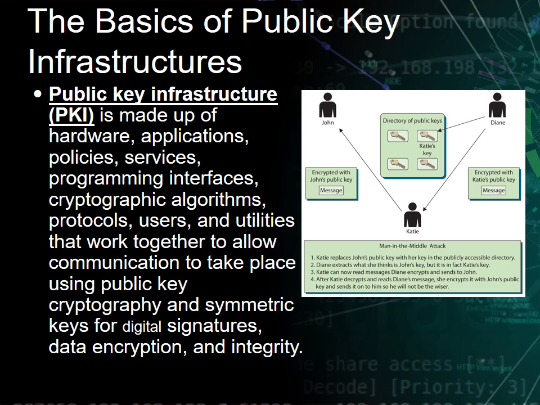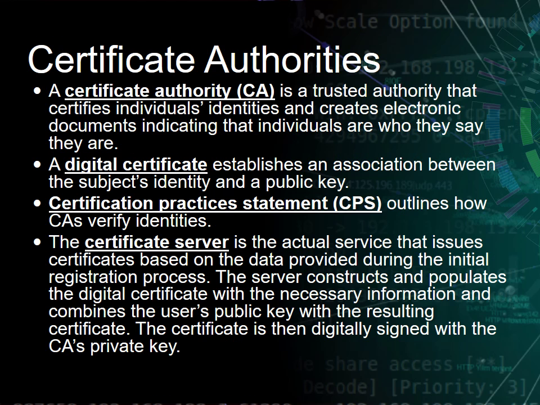and integrity. A certificate authority is a trusted authority that certifies individual identities and creates electronic documents indicating the individuals are who they say they are. A digital certificate establishes an association between a subject's identity and a public key. Certification practices statements outline how CAs verify identities.